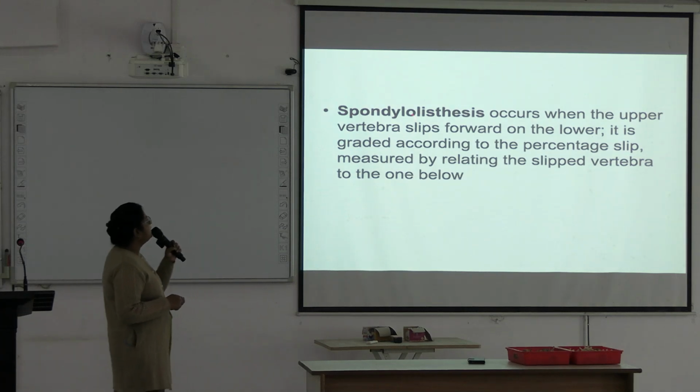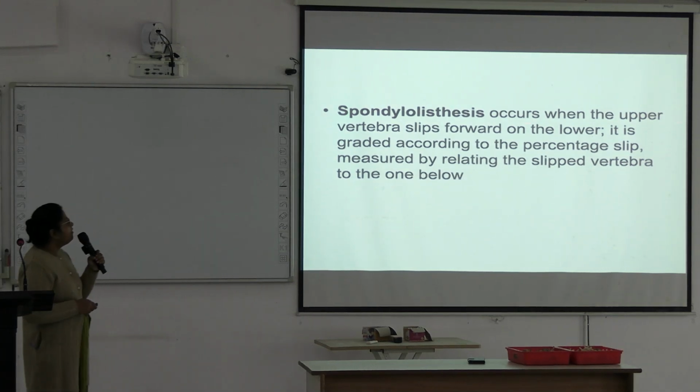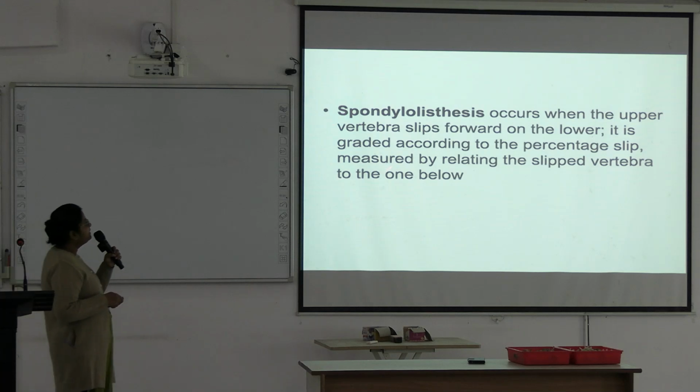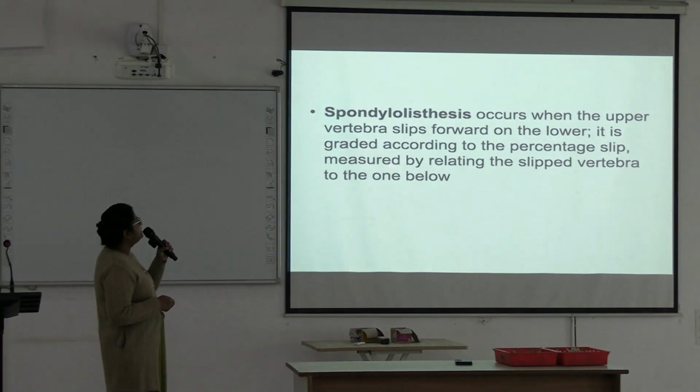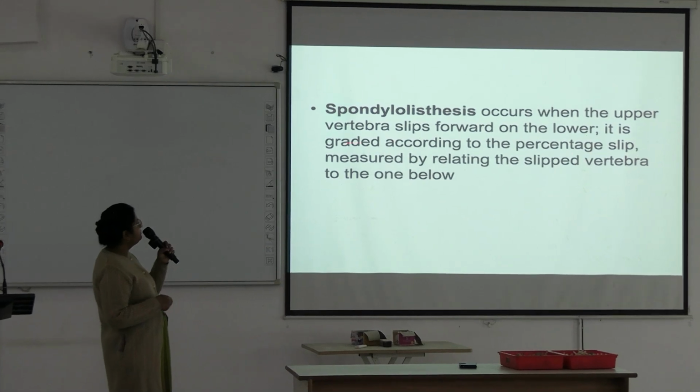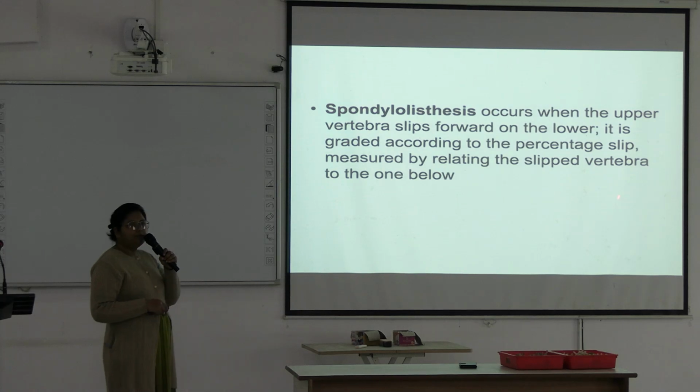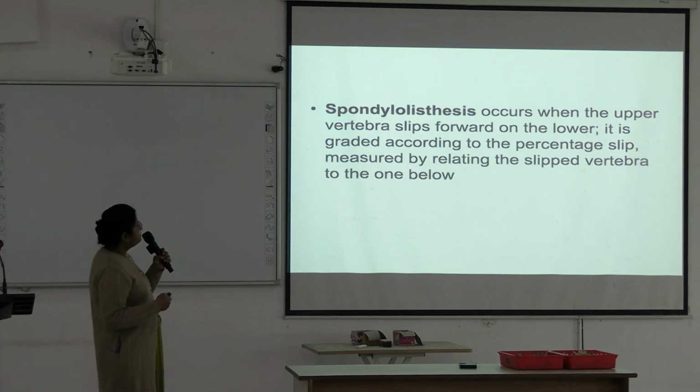Next we go to spondylolisthesis. It occurs when the upper vertebra slips forward on the lower one, and it is graded according to the percentage of the slip and measured by relating the slipped vertebra to the one below.